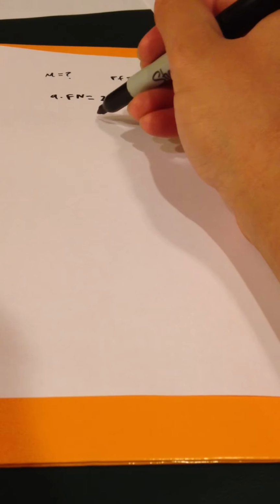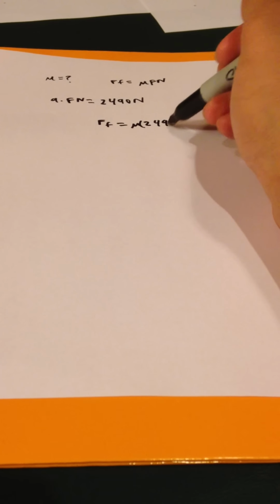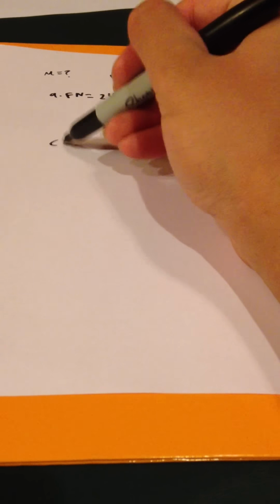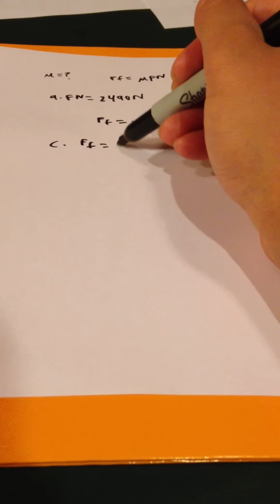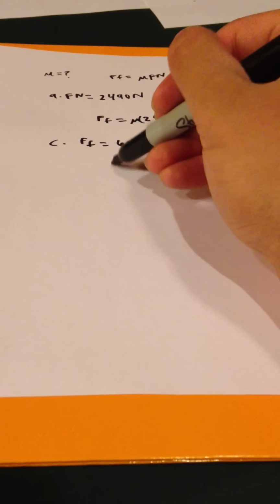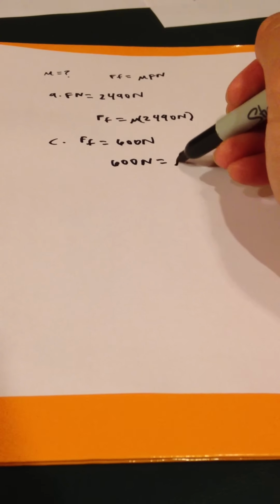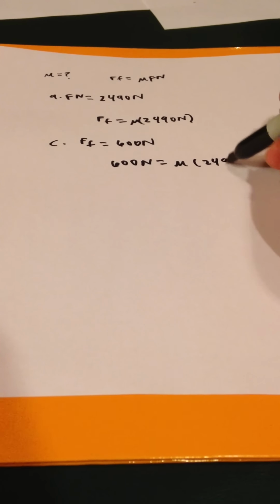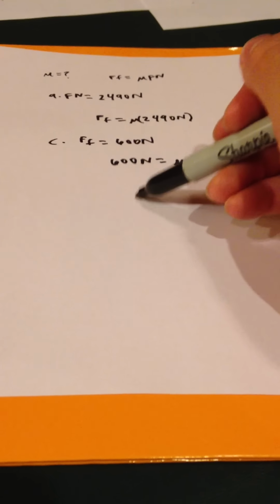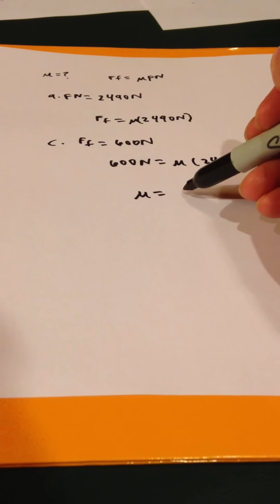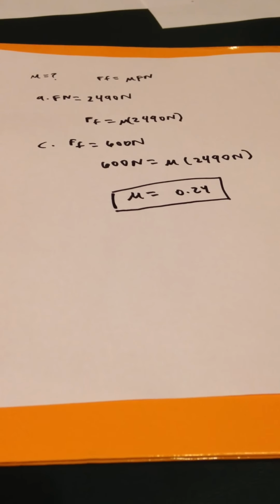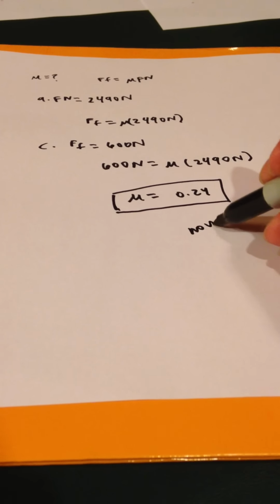So we already know from part A that the normal force is equal to 2,490 newtons. So if we plug that into our equation, we have force of friction equals mu times 2,490 newtons. And we also have our force of friction value from part B, which was 600 newtons. So if we substitute that in, we have 600 newtons equals mu times 2490 newtons. And with division, we get mu is equal to 0.24, and that's our answer. And just remember, for mu, there are no units.